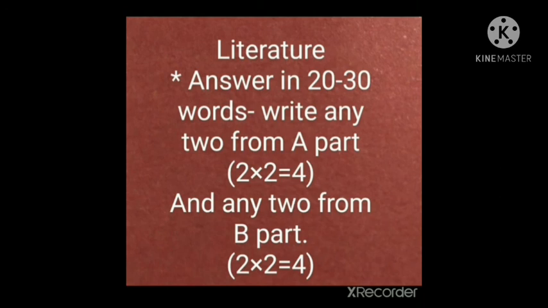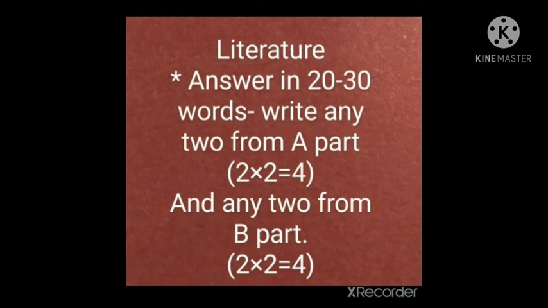There are 2 parts in this 20 to 30 words: A part and B part. A part contains questions from Beehive, and B part contains questions from Moments. In A part you can see 3 questions. There you need to write only any 2 questions. You need to answer only any 2 questions in A part. So how many questions together? 3 questions. So you need to write only 2 questions.